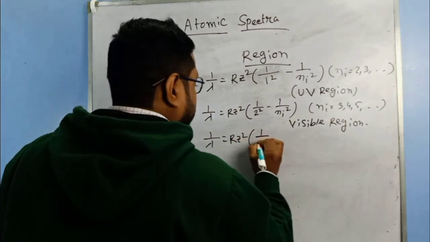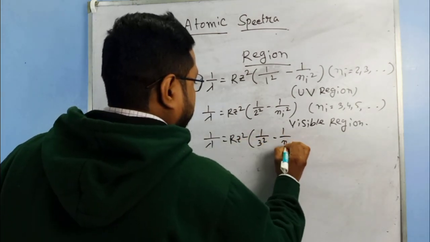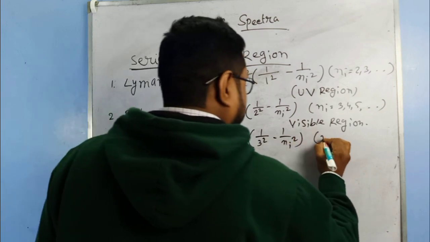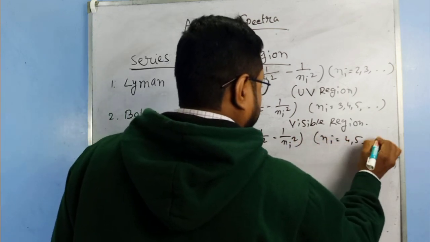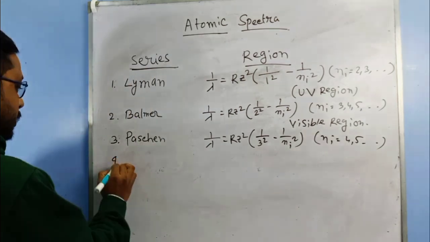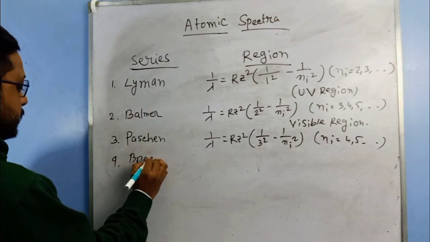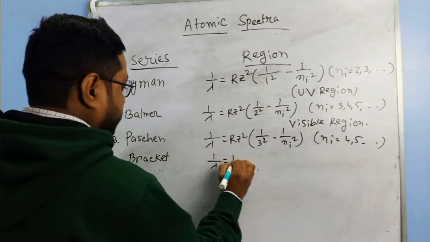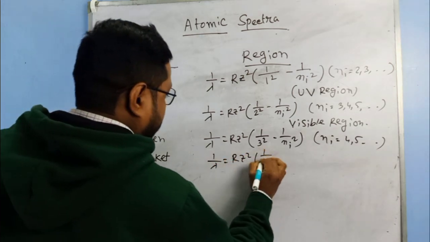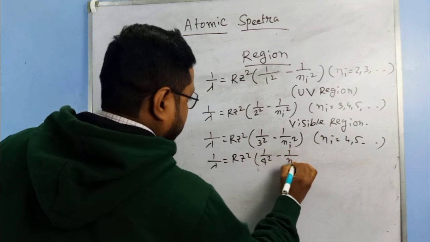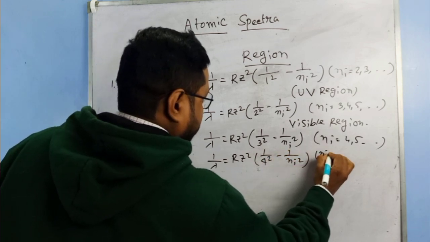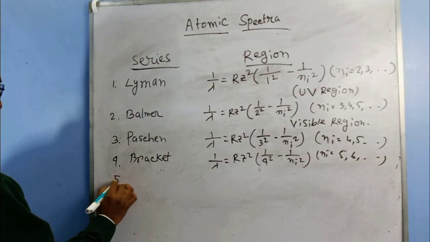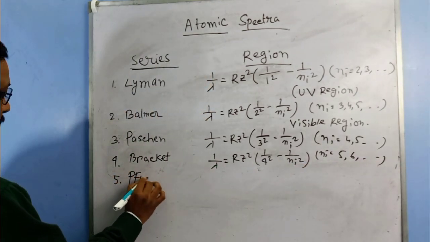That is 1 by 3 square minus 1 by n_i square, and here n_i equal to 4, 5 and so on. Then Brackett series, that is 1 by lambda equal to R Z square, 1 by 4 square minus 1 by n_i square. n_i comes from 5, 6 and so on, and the last series is Pfund series.